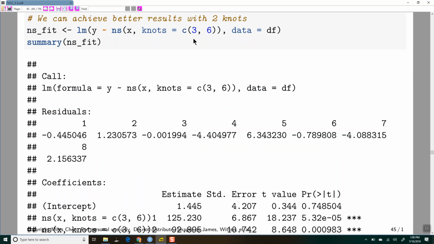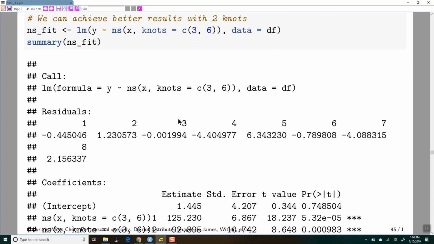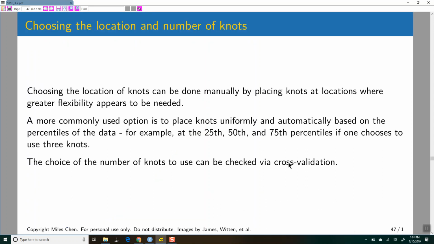Okay, so with a natural spline, I can fit 2 knots, a knot at 3 and a knot at 6, and we get something that looks like this. Okay, so this is just a toy example. You can hit the summary on the natural spline fit, and this is basically asking, is it significant to include the spline, the knot at 3 and the knot at 6? These are basically the basis functions, where you have your first basis function and your second basis function, and they both come back significant. Okay. So anyway, that's what we get.